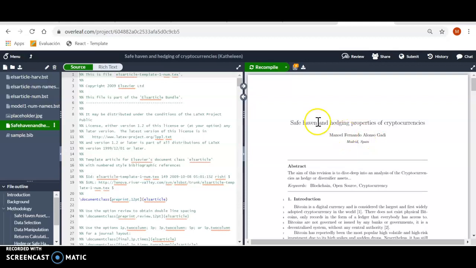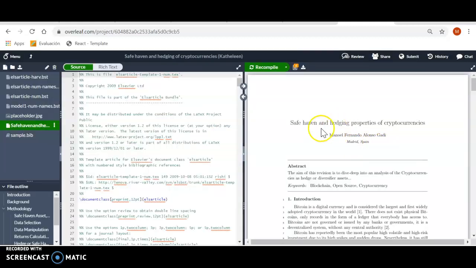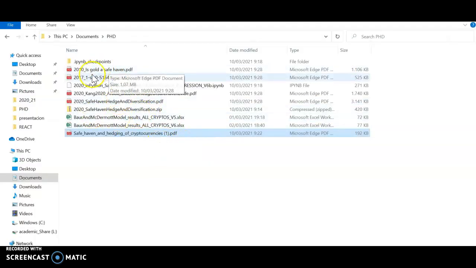I've been working on a different paper, and I would like you to help me out with this one as well. Basically, I've just invited you. I'm probably waiting for you to accept, so I sent it right now. It's about the safe haven properties of Bitcoin, and I'm including a lot of files here for you.